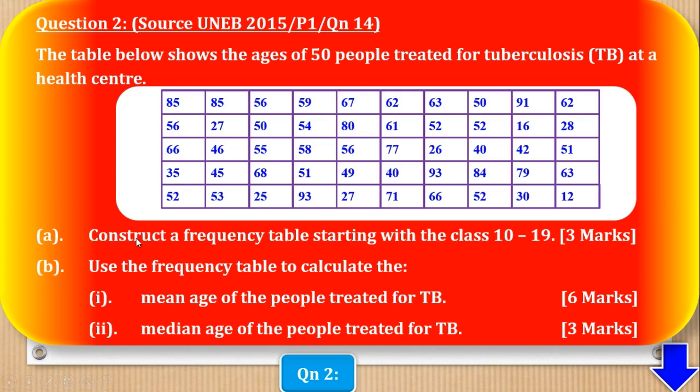Part A, construct a frequency table starting with a class of 10 to 19. That is 3 marks. Then part B, use the frequency table to calculate the Roman 1 mean age of the people treated for TB, that is 6 marks, and Roman 2 median age of the people treated for TB, and that is 3 marks. So the total will be 12 marks.